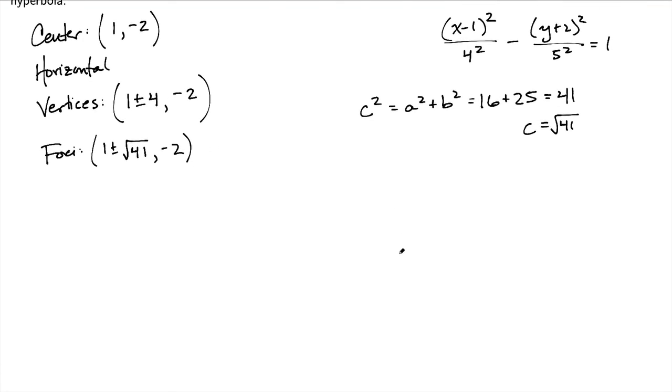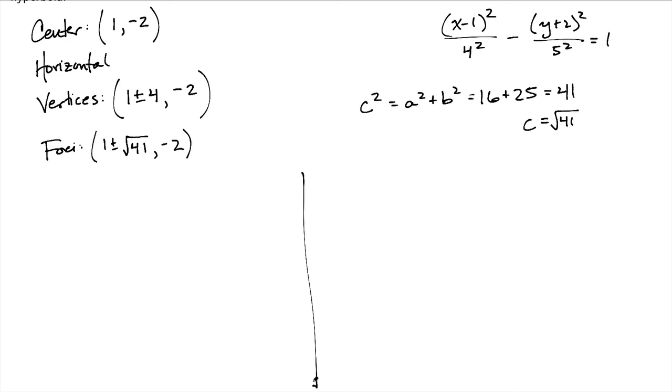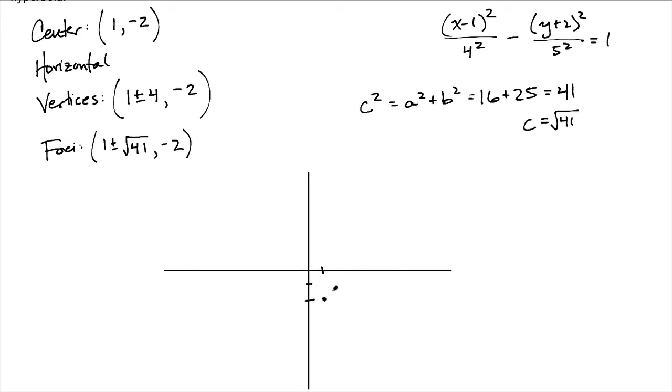Now we are ready to graph this. So we've got our center at 1, negative 2. And from our center, we can create the box to give us our guide asymptotes. So we use our a and our b to do that. So we move 4 in the x direction: 1, 2, 3, 4. And in the opposite direction as well: 1, 2, 3, 4.